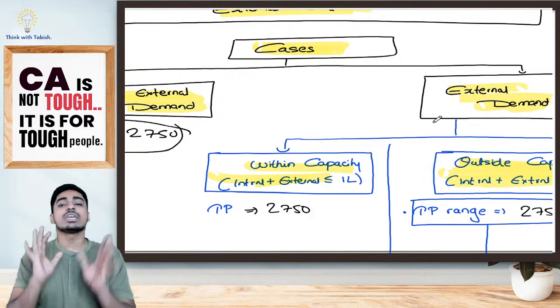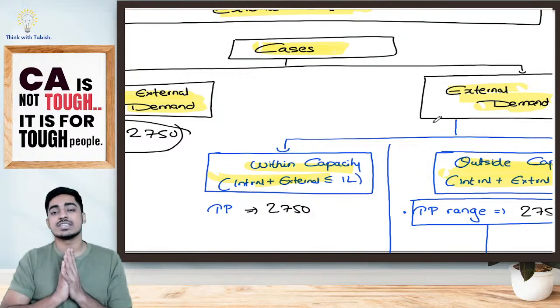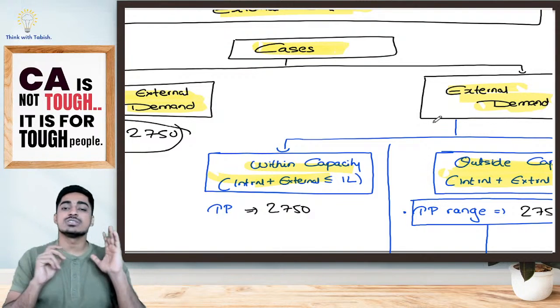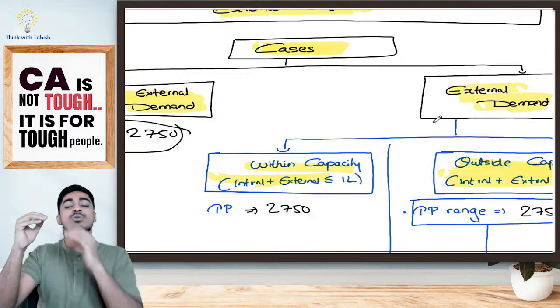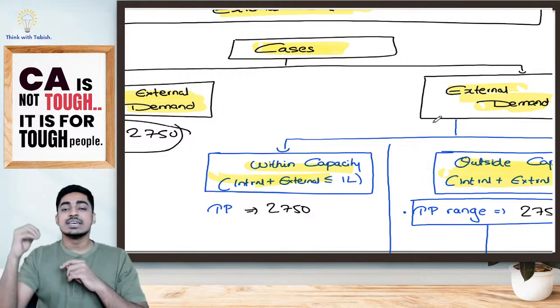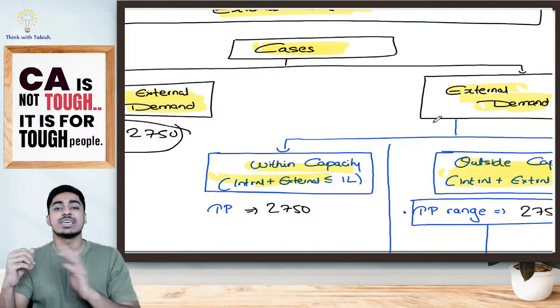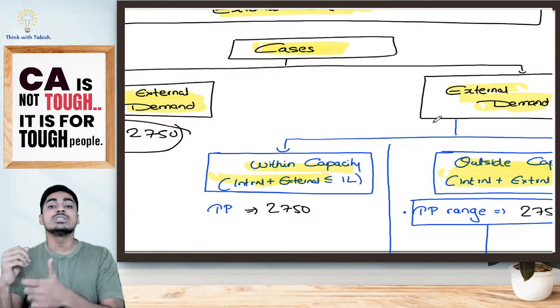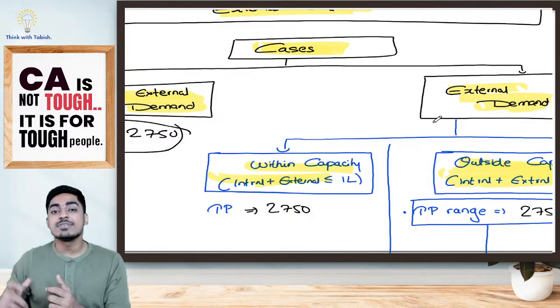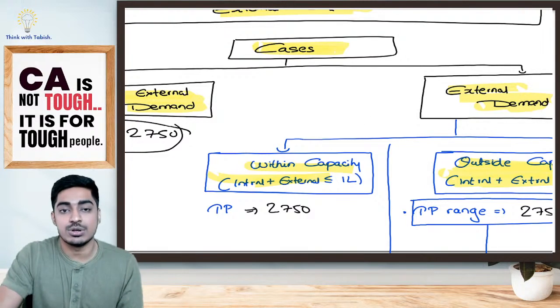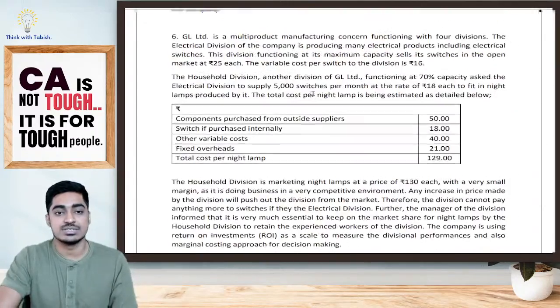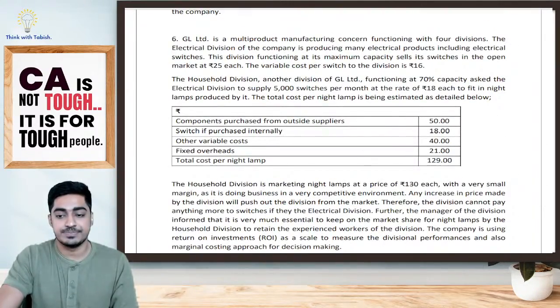What all cases are possible, and in each case, what will be the transfer price? No external demand, 2,750. External demand is there, but no sacrifice I'm making, still 2,750. If I'm making a sacrifice, how much? Very little sacrifice, it will be closer to 2,750. Too much sacrifice, it will be closer to 4,000. That is all we have. Is it clear, students? Should we move to the next question?